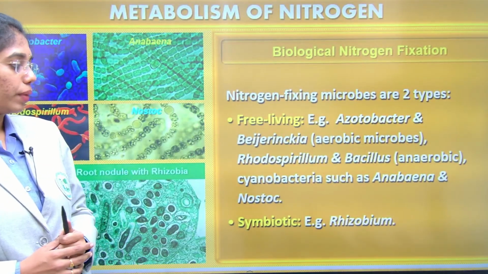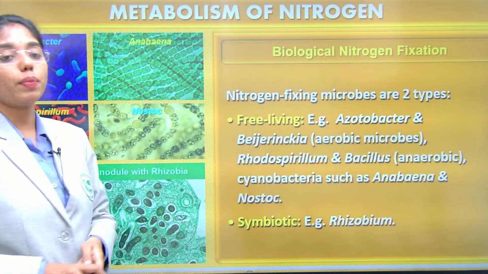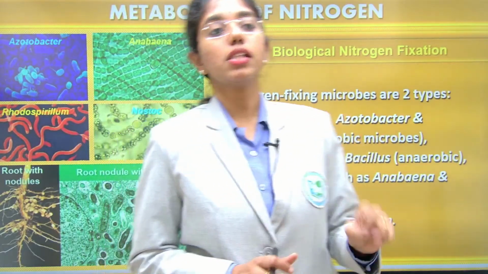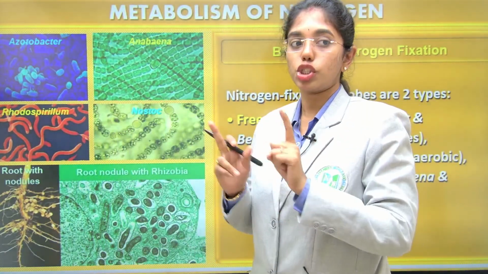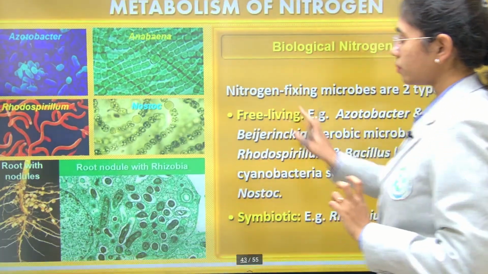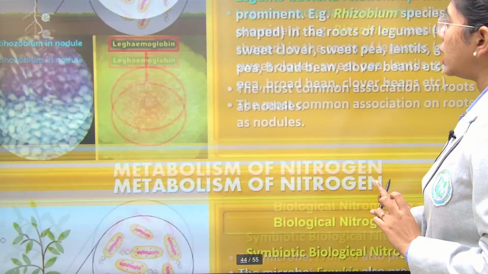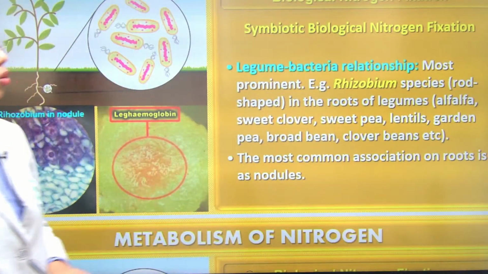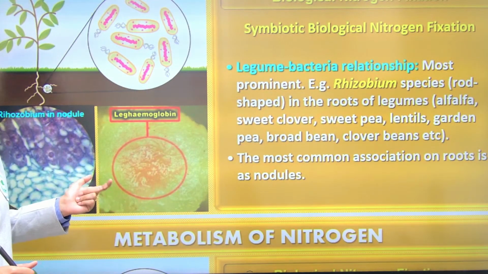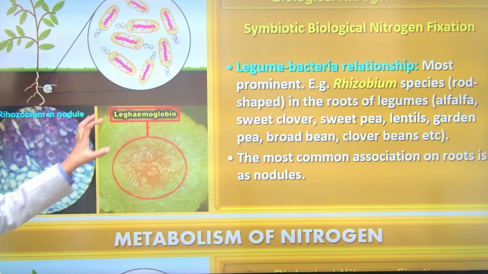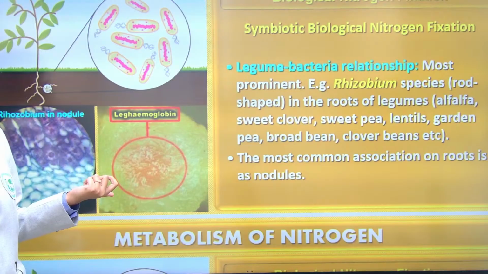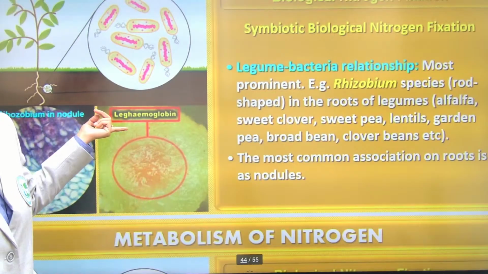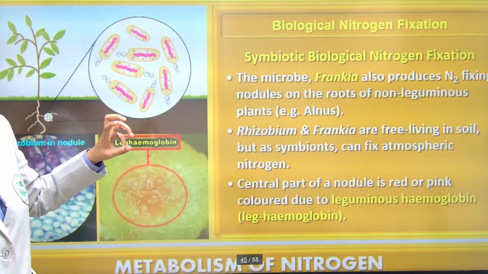Symbiotic nitrogen fixing bacteria is Rhizobium leguminosarum. Rhizobium is a gram-negative bacteria which fixes nitrogen symbiotically, in association with legume plants. This is the legume bacteria relationship. Here, Rhizobium species live in roots of legume plants like alfalfa, sweet clover, sweet pea, lentils, garden pea. When these plants are present, Rhizobium fixes nitrogen. That is why the bean family is also addressed as Leguminosae. Okay, Fabaceae or Leguminosae. Next, biological nitrogen fixation.